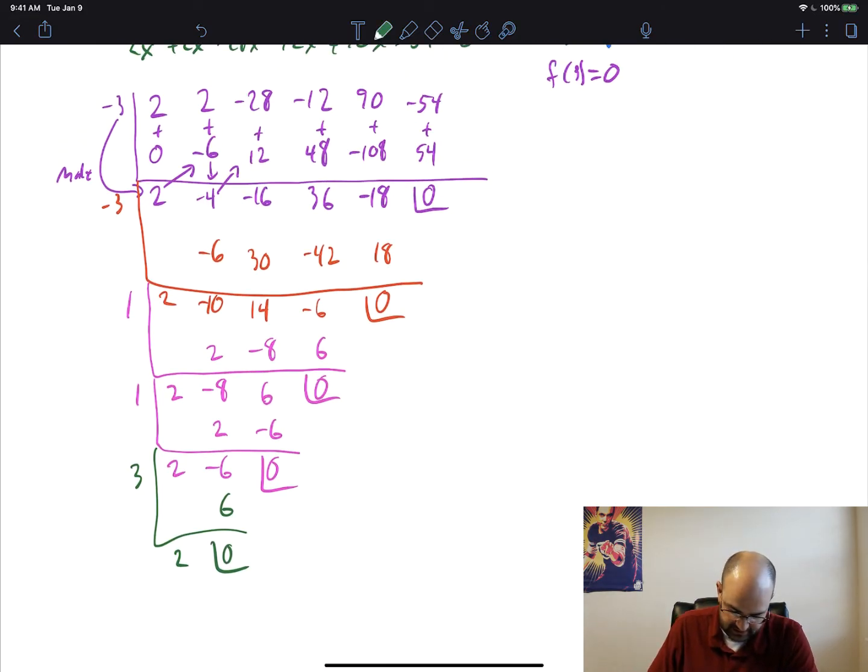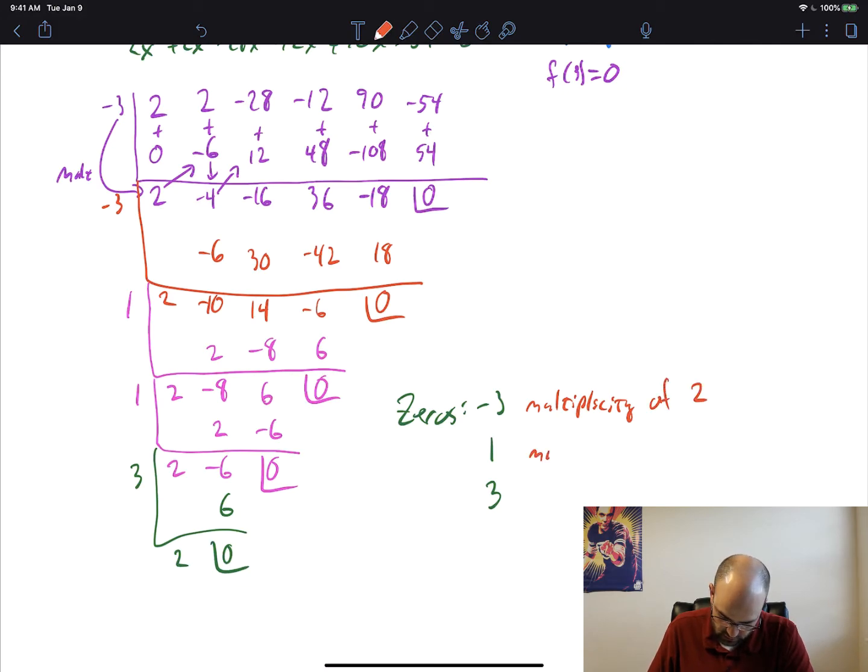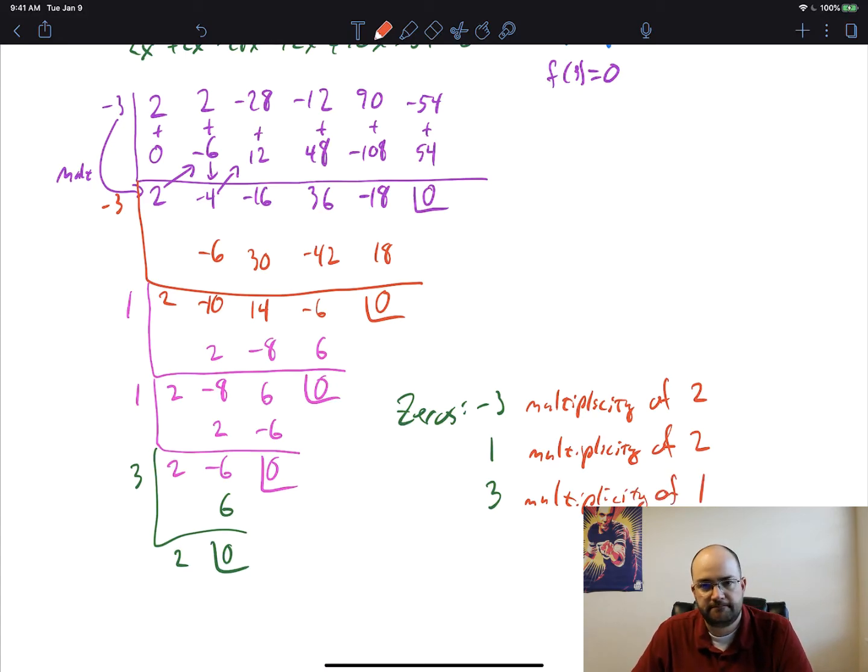So that actually tells me that the zeros here are negative 3, 1, and 3. And notice that some of these were used more than once, some were not. That is what's called multiplicity. So the negative 3 has a multiplicity of 2. The 1 has a multiplicity of 2. And the 3 has a multiplicity of 1. And this really does matter because it changes the way that the graph behaves at the zeros.